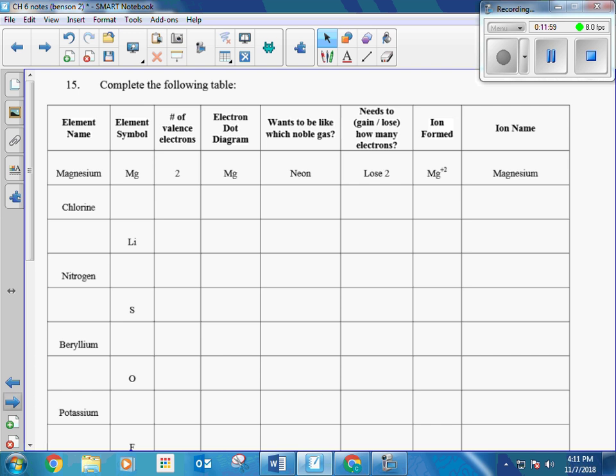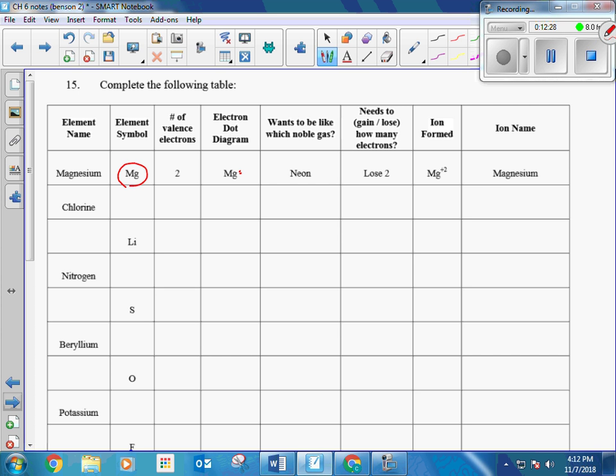We do have an example here, and it looks like they didn't draw the dots here, so we'll just follow through with the magnesium. Magnesium, symbol Mg. We have 2 valence electrons, so the electron dot diagram should have 2 dots here, like what we did in homework 1. When it loses those 2 electrons, it wants to become neon. How is it going to lose? 2. There's its charge and the ion name. So let's go through the next one.